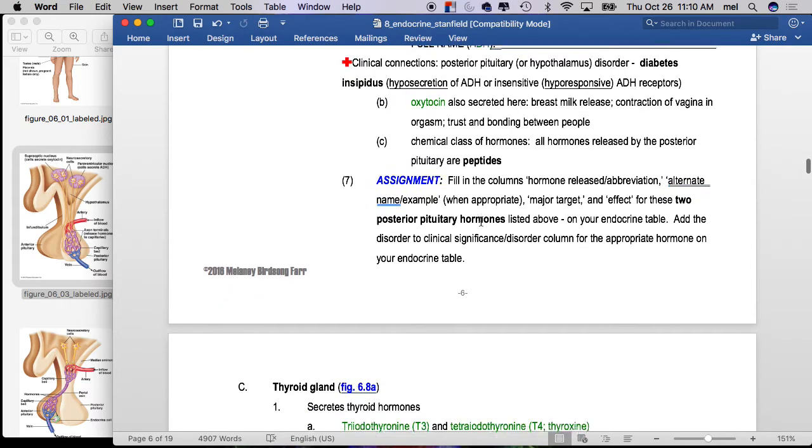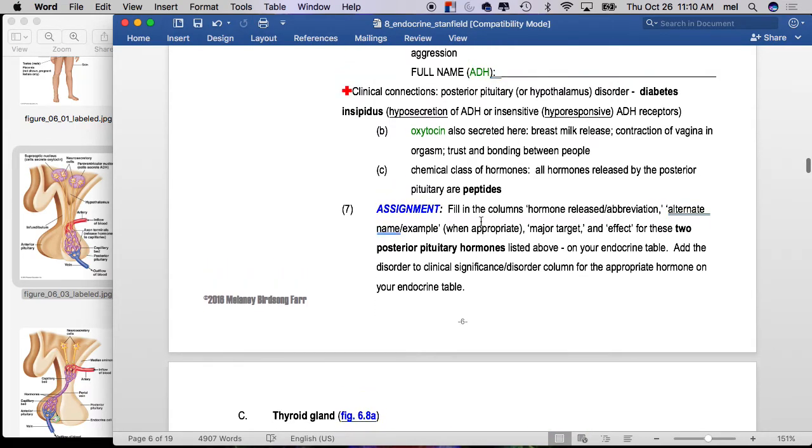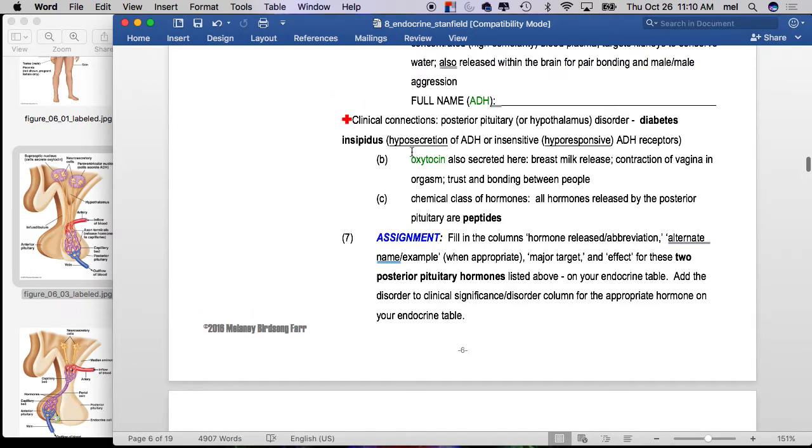Okay, so now clinical connections before we go any further. The clinical connections here are the posterior pituitary. There is a disorder here, a type of diabetes that you might not have heard of before. We're used to thinking about diabetes as diabetes mellitus, which is the one related to sugar and insulin generally. Yes?